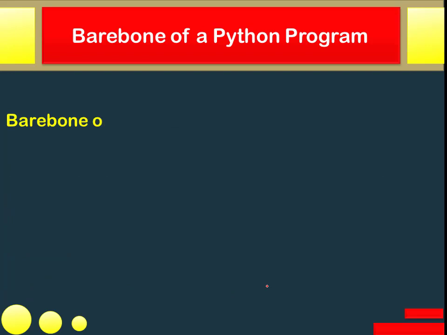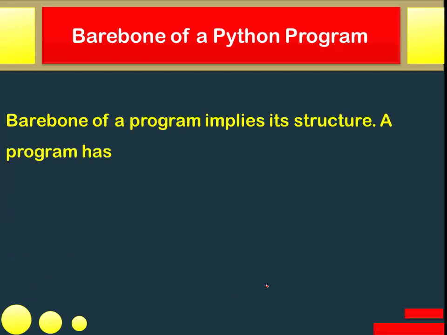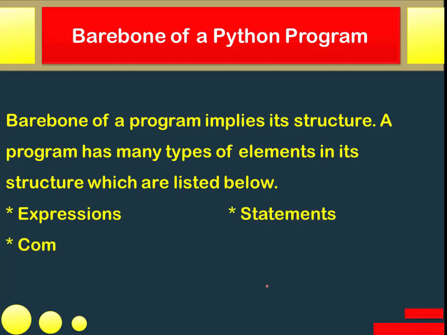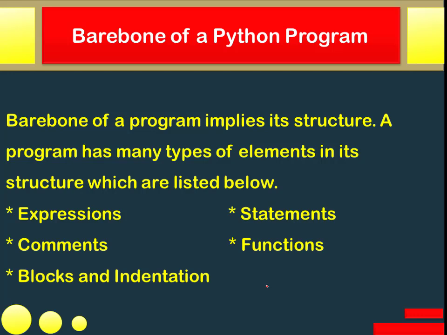Next comes the barebone of a Python program. What is a barebone? Barebone means the structure of the program. If you take the whole program, what is the structure of it? A program has many types of elements in its structure, which are listed below: expression, statements, comments, functions, block, and indentation.